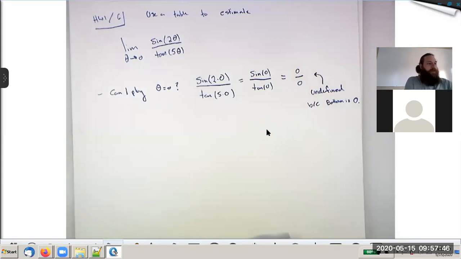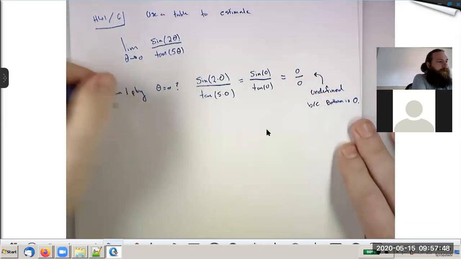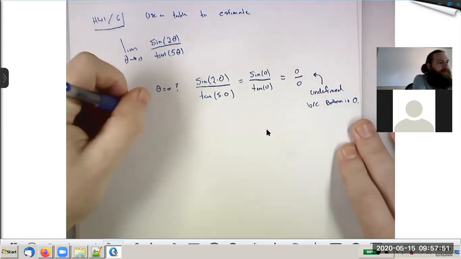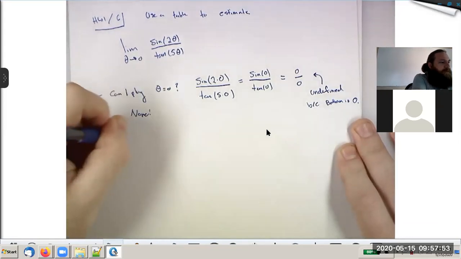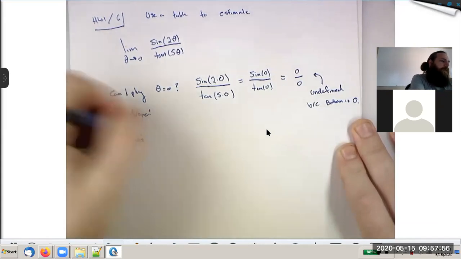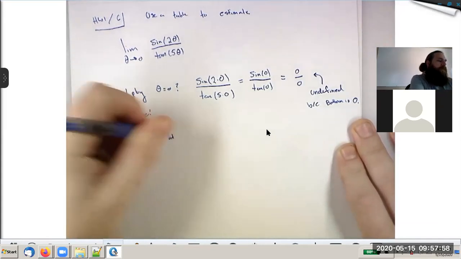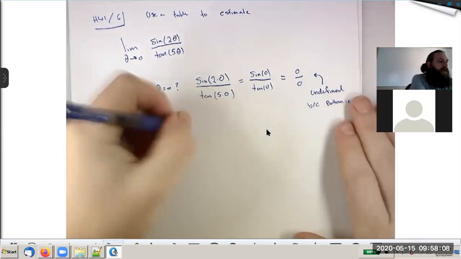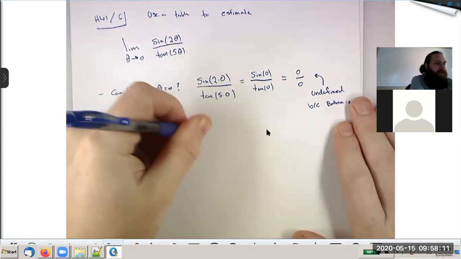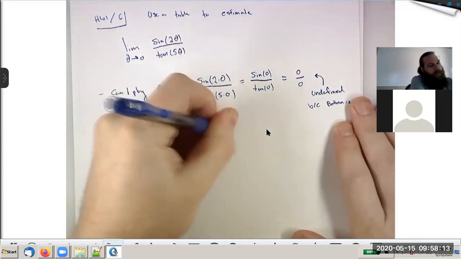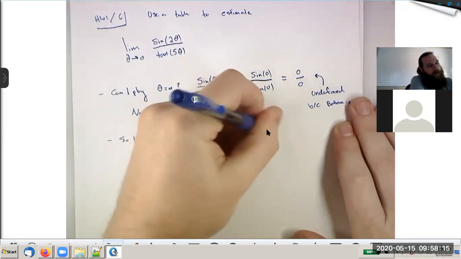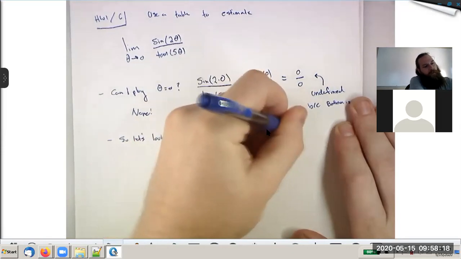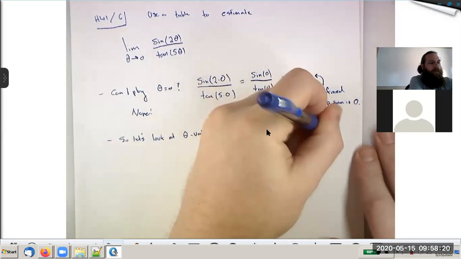So I can't do this. Can I plug in theta equals 0? Nope. So let's look. This is the whole idea of a limit: I don't actually care what happens at that point. I care what happens nearby. All that matters is what happens nearby. So let's look at theta values that are not equal to 0, but are close to 0.